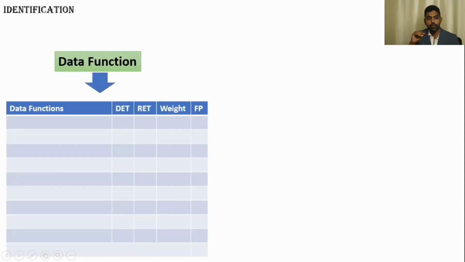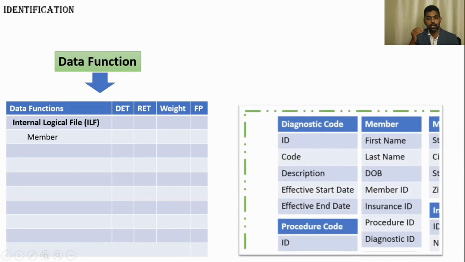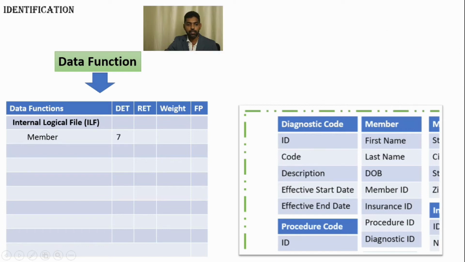This is the important phase in the function point estimation. Let's try to identify the data functions. So data functions are of two types, that is internal logical file and external interface files. So in internal logical file, what are the files that we have? So we have a member table. For the member table, we need to identify what is the DET and RET associated with it. So let's open up the chart and see here for the member table how many unique fields are there. So 1, 2, 3, 4, 5, 6, 7. So we are having 7. So 7 is the DET.